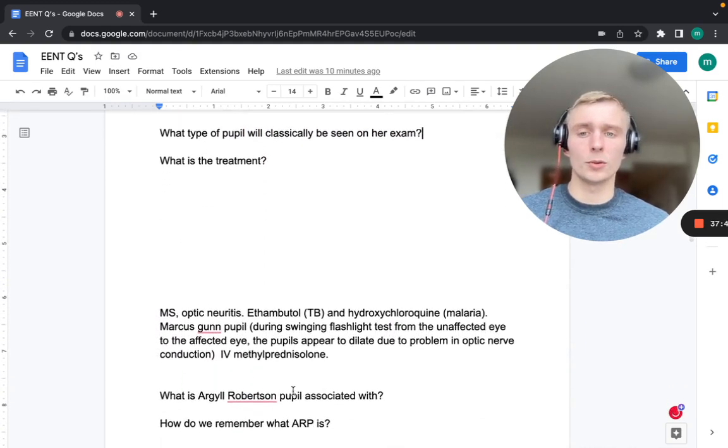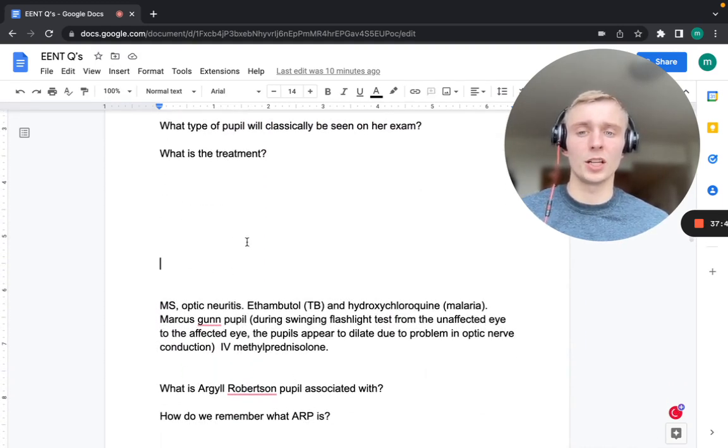So this is going to be multiple sclerosis, the most important etiology of optic neuritis that we want to see. And again, she was a young female, 26 years old, so they typically give you a young female for multiple sclerosis, and also optic neuritis. It's important to know ethambutol, which she was treated with for TB. Ethambutol can cause optic neuritis. That's how you can remember that. And also hydroxychloroquine is a risk for the eyes too, and that was her treatment for malaria.